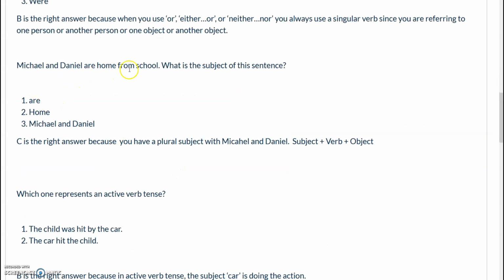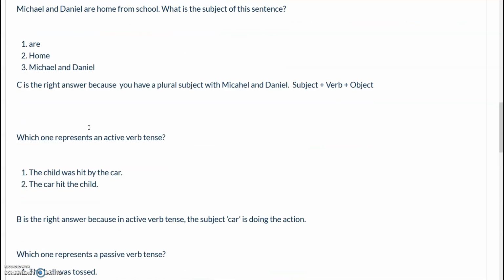Michael and Daniel are home from school. What is the subject of this sentence? Remember, the subject of the sentence comes before the verb. So therefore, Michael and Daniel is the correct answer. So that's the subject of the sentence.